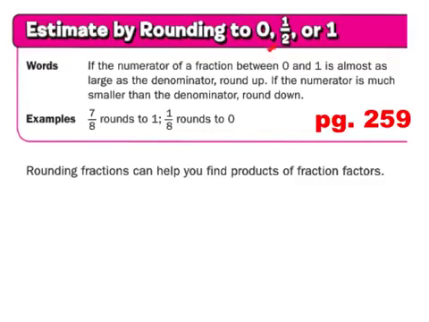If you know it's less than a half, is it really small, almost 0, or is it close to being a half? And using this strategy, we're going to round each of the factors to 0, a half, or 1, and then multiply them together.